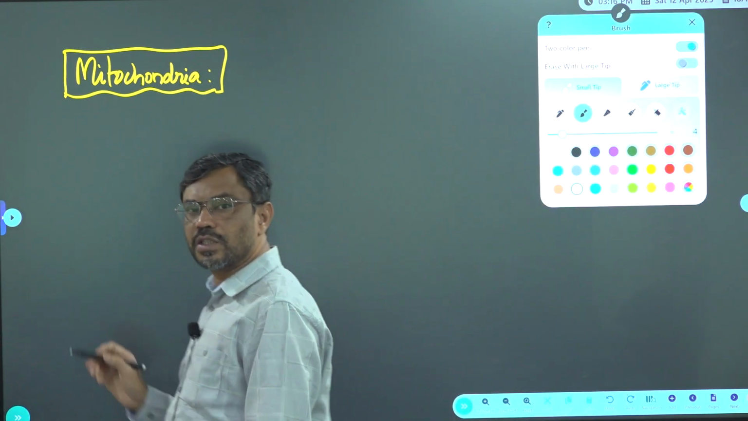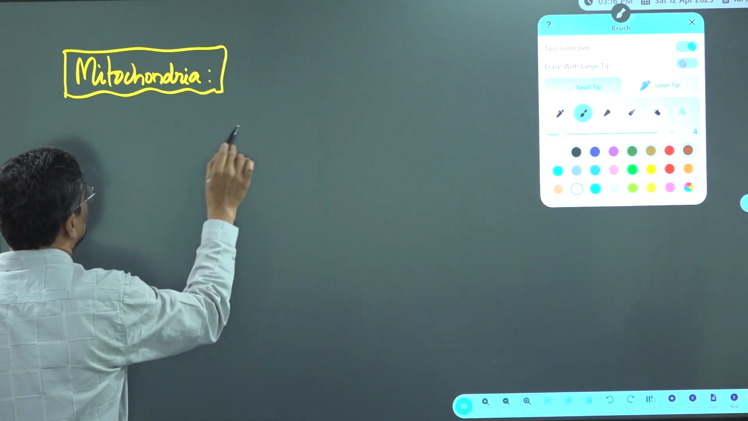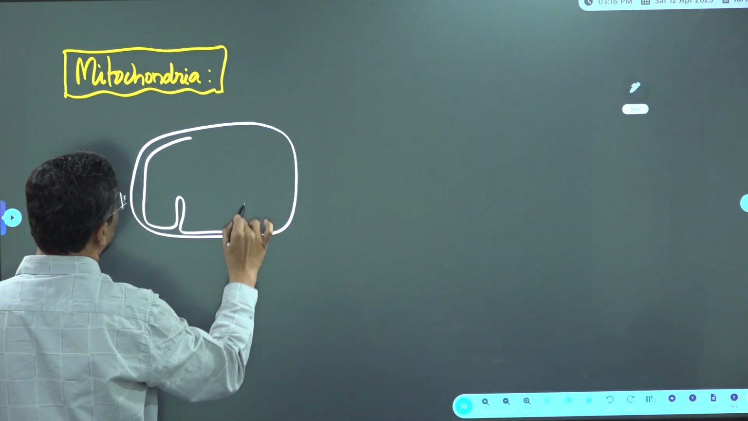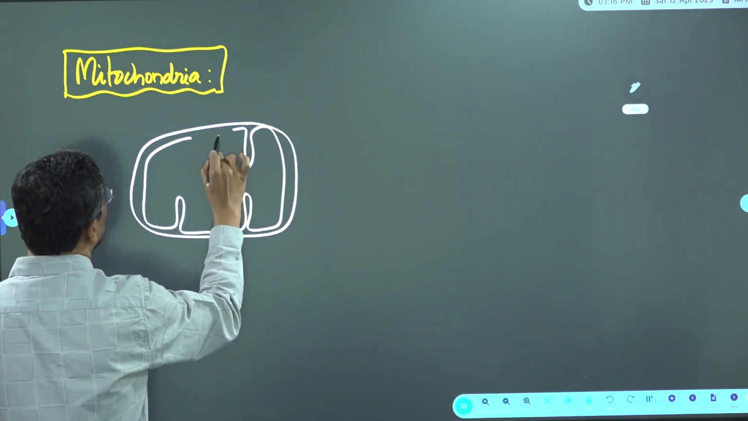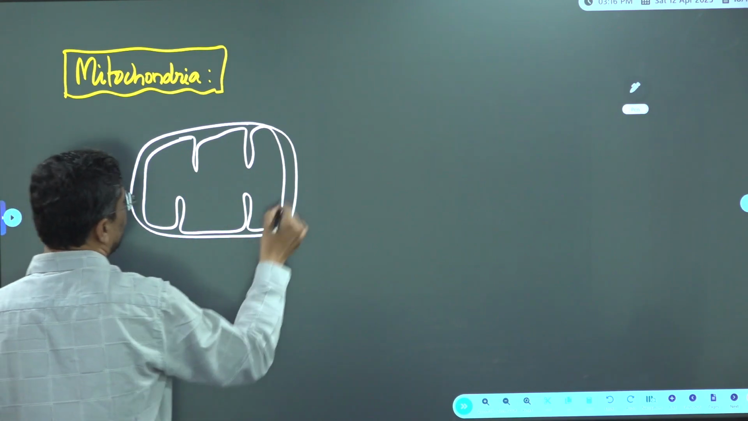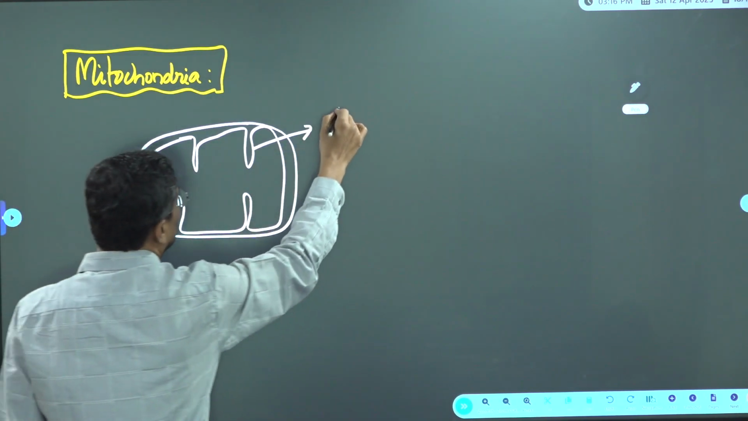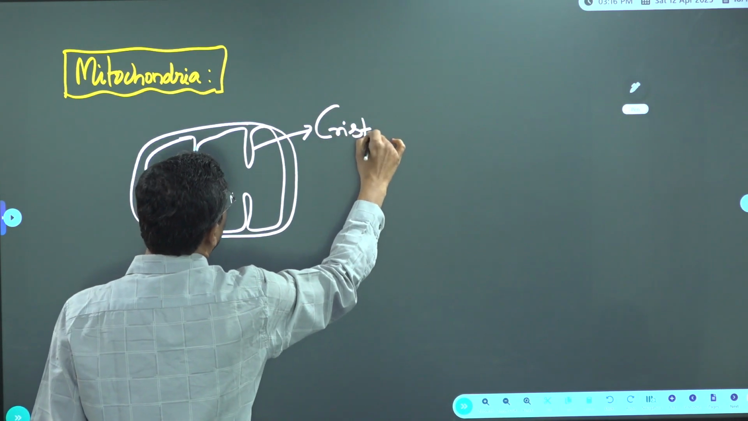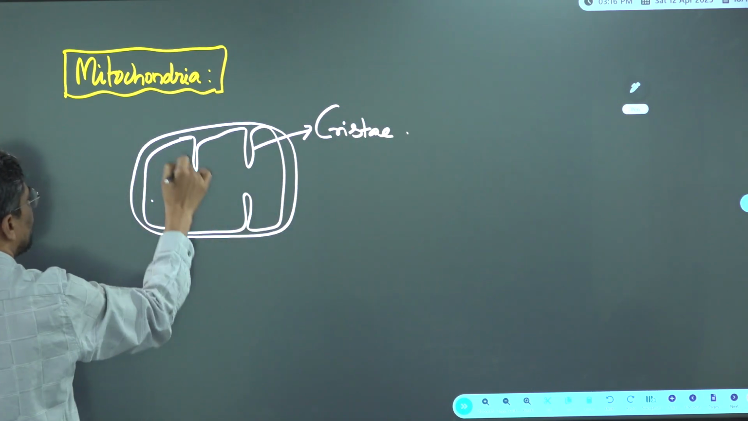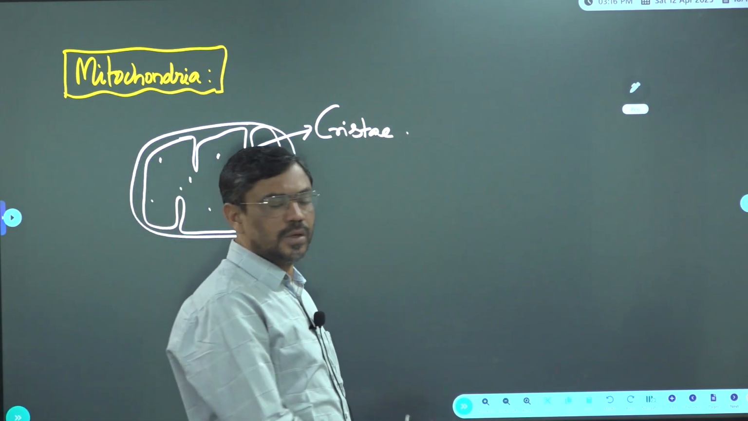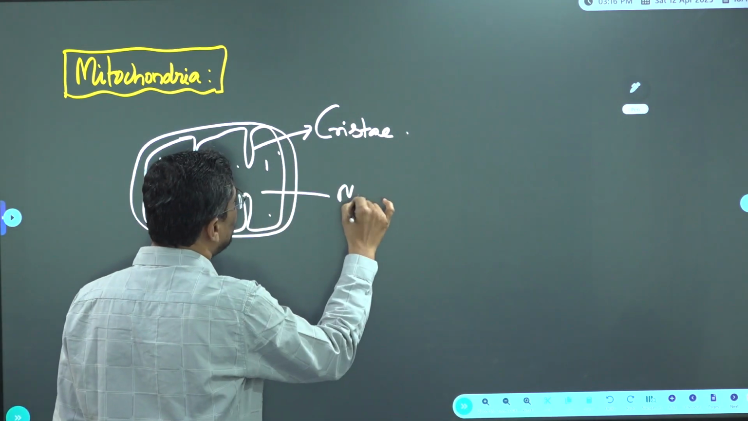If you observe the structure of this mitochondria, it is actually a double membrane cell organelle. This is for your understanding only. Mainly, you have to remember the function of this mitochondria. The inner membrane is folded inwards, and these foldings are called cristae. Just remember this terminology, cristae. And inside the mitochondria, there is a fluid matrix.